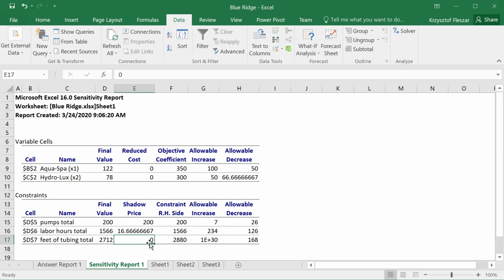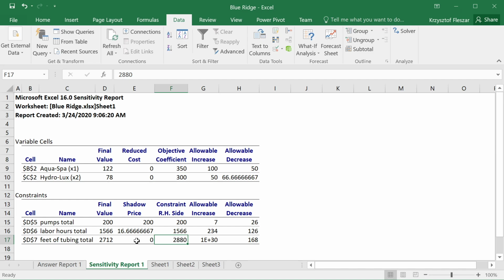And the interesting case is also feet of tubing. Well, feet of tubing tells us if you were to get more feet of tubing or reduce them by up to 168, then you wouldn't have an impact on the profit. Well, why is this? It's easy to see that we are not using in our optimal solution all the feet of tubing. There is the 168 units of slack. So if you were to add more feet of tubing, it's like you were adding a resource that you do not really need more of, right? You're adding something that anyway you have left over, right?